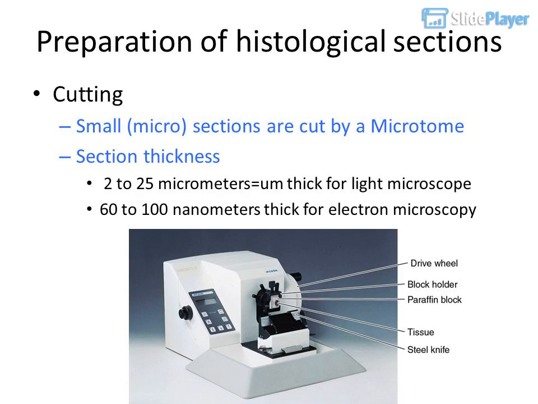Preparation of histological sections. Cutting. Small sections are cut by a microtome. Section thickness is 2 to 25 micrometers for light microscopy, and 60 to 100 nanometers for electron microscopy.